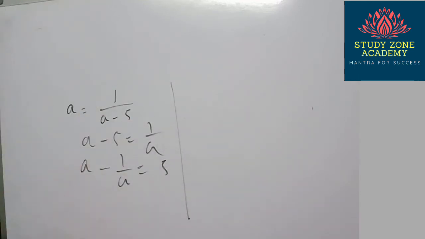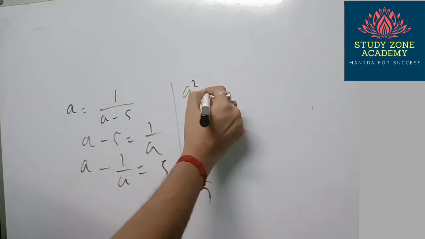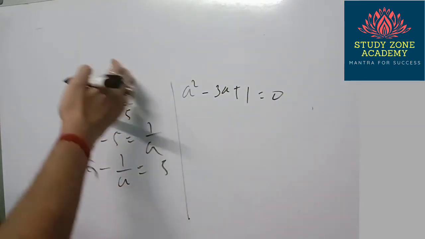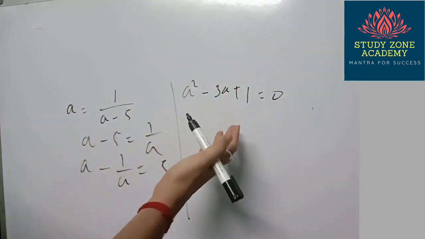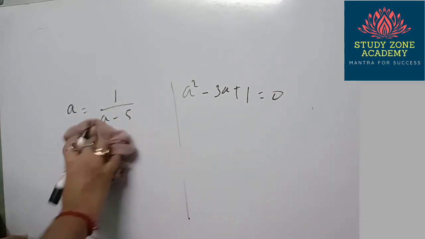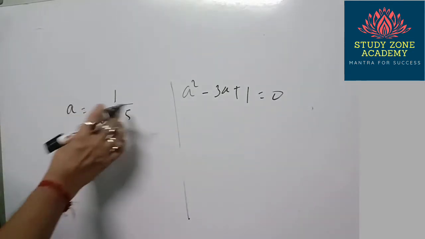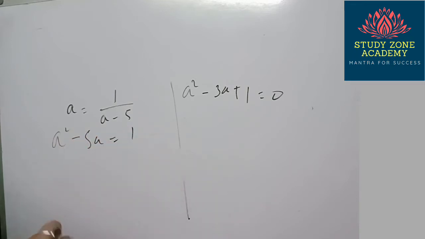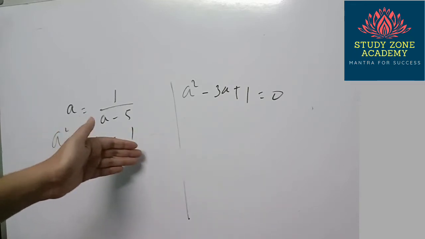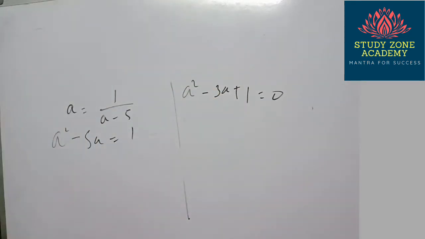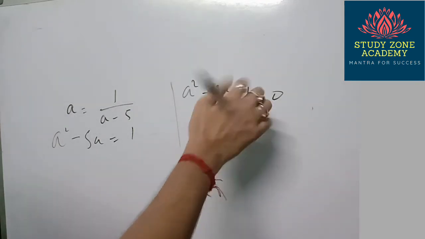So either they're going to give you an equation in this form, or as in the last sum, a square minus 3a plus 1. This is the advanced form. How is it advanced form? Okay, let me show you. You have understood this form. Now check this thing. If you multiply it, it becomes a square minus a equals 1. Now consider this thing. Here we have 5 and here we have 3. Apart from that, technically there is no difference.